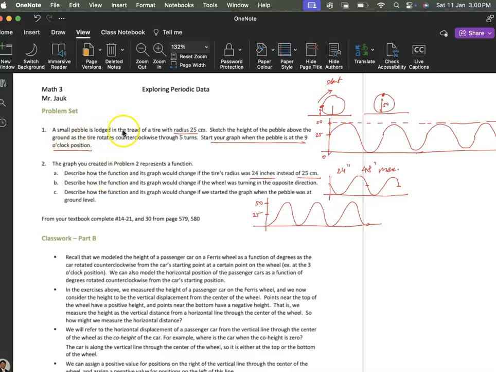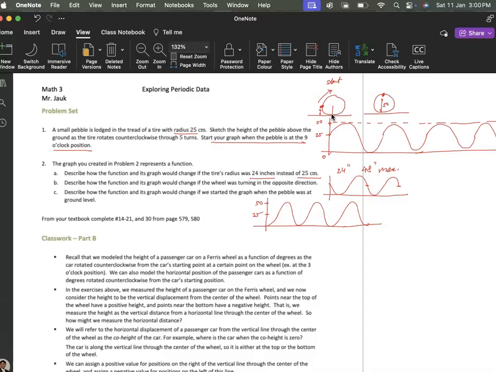Now, a small pebble is lodged in the thread of a tire of radius 25 centimeters. Right. Sketch the height of the pebble above the ground as the tire rotates counterclockwise, anti-clockwise. Correct? So here this is going anti-clockwise. So it starts from here. Because at the start the pebble is at the 9 o'clock position. Right, so this is the 9 o'clock position. So what will happen first? So then it would move up. Yeah. Then it will move down. Then it will move up.